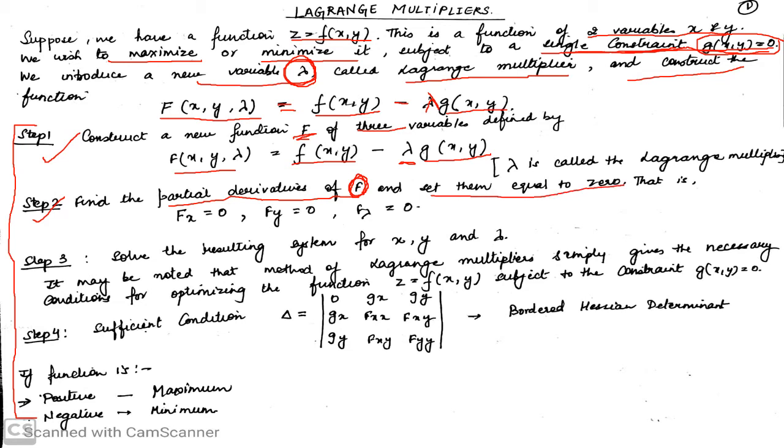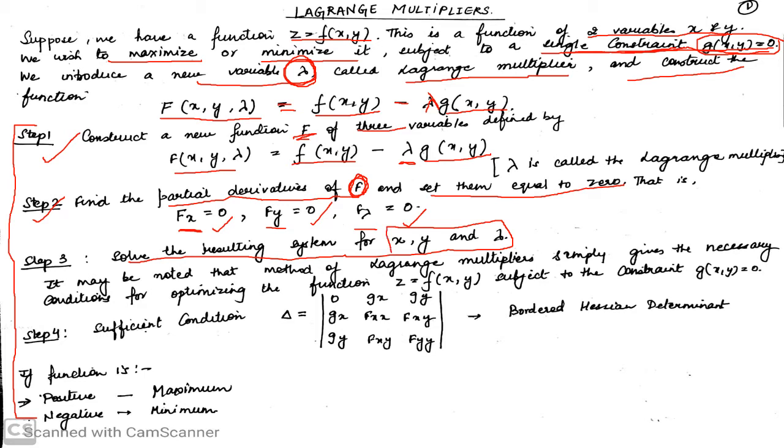Now there are three variables, so you have to derive three partial derivatives. First, with respect to x, you put that equal to 0. Second, with respect to y, you put that equal to 0. And third, with respect to lambda, you put that equal to 0. Now you have found three partial derivatives. Our objective in the next step is to solve the resulting system for x, y, and lambda, that is, to find the values of x, y, and lambda.